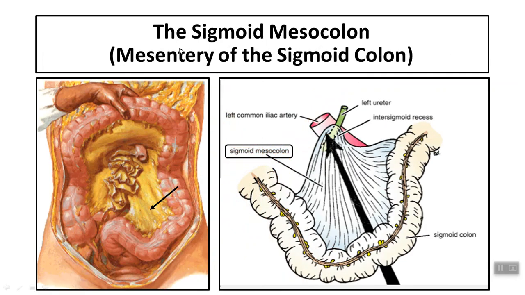Mesoappendix. The sigmoid mesocolon, or the mesentery of the sigmoid colon, is also a double layer of peritoneum which has its root in an inverted V shape, attaching the sigmoid colon to the pelvic wall.